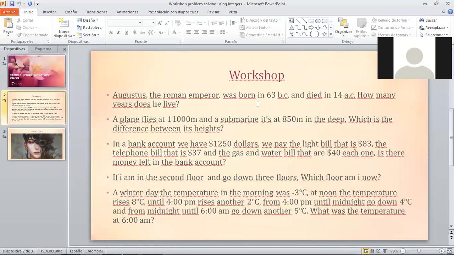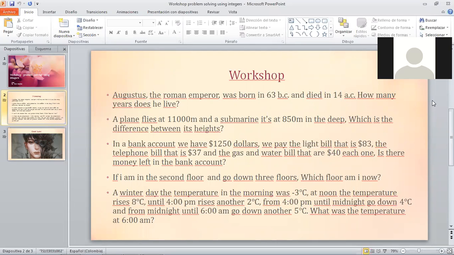Workshop. First, Augustus, the Roman emperor, was born in 63 before Christ and died in 14 after Christ. How many years did he live? Second, a plane flies at 1,100 meters, and a submarine is at 8,050 meters in the deep. What is the difference between their heights?